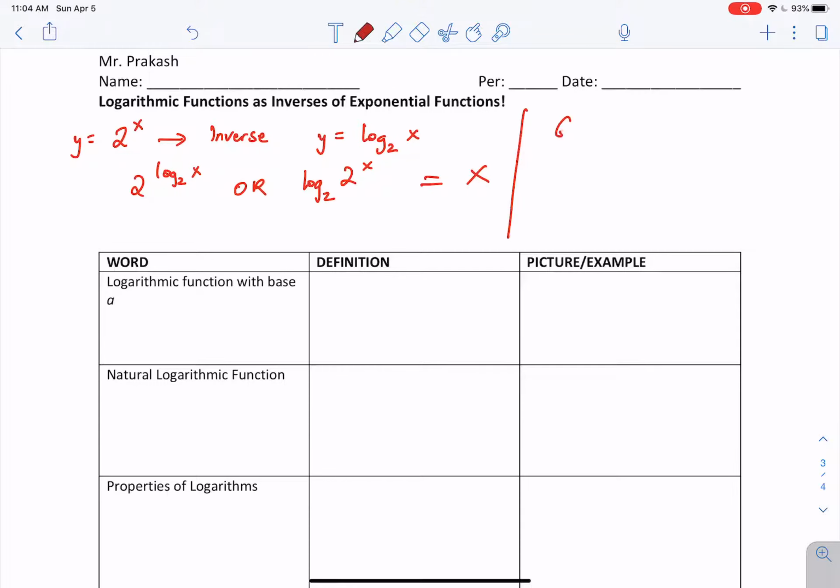It also means graphically they are reflections across the y equals x line.